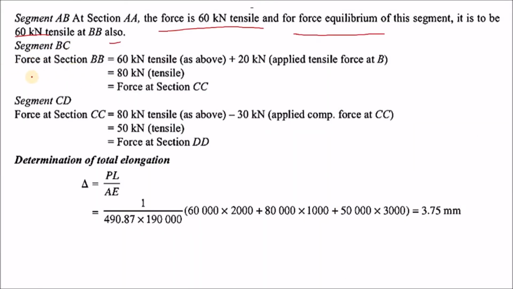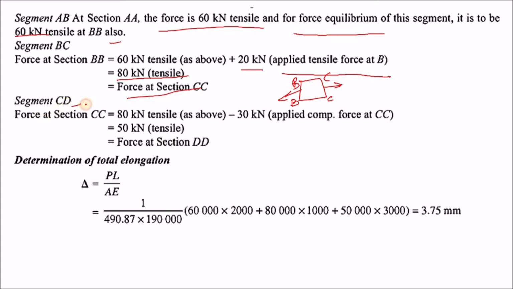For segment BC, the force at section BB is equal to 60 kN tensile, as in the above question. 20 is given in the question, apply tensile force at B. Okay, so both will become 80. The force at BB will be equal to the force at section CC. For segment BC, whatever force acts on BB, the same force will act on CC on the opposite side. Then only it will become similar.